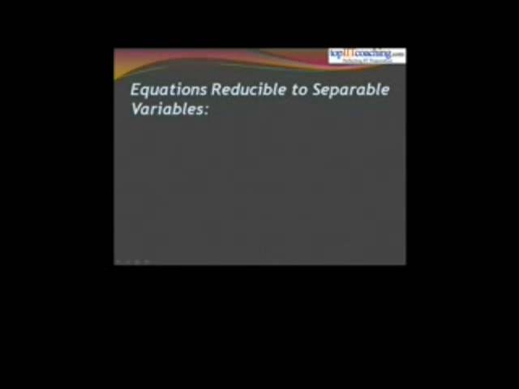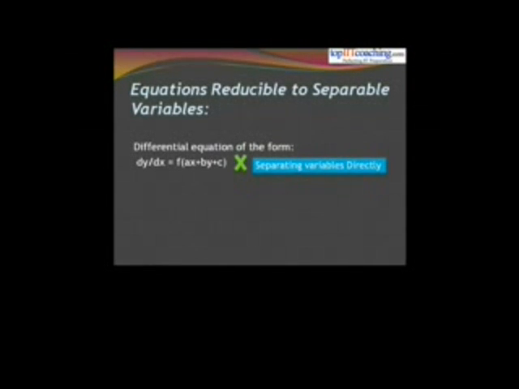Now in this method we won't be given directly a differential equation which could be solved by separable variables. Here we have to perform some trick or some modification so that the equation reduces to a form that can be easily solved by the method of separable variables. But how do we do that? Let's see. If the differential equation is of the form dy by dx equal to f of (ax plus by plus c), that is dy by dx is a function of ax plus by plus c, then we cannot solve this by separating variables directly, as we cannot split it into a function of x and a function of y.